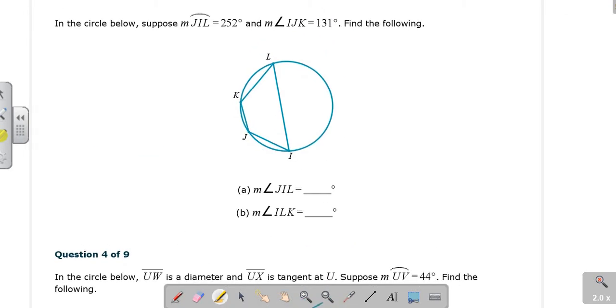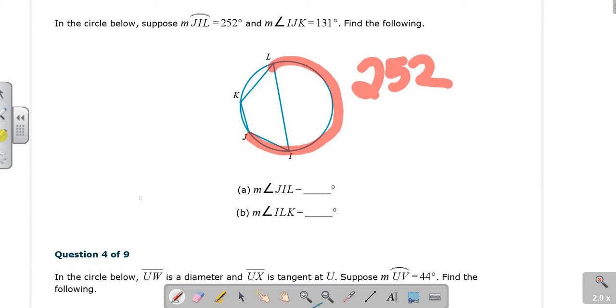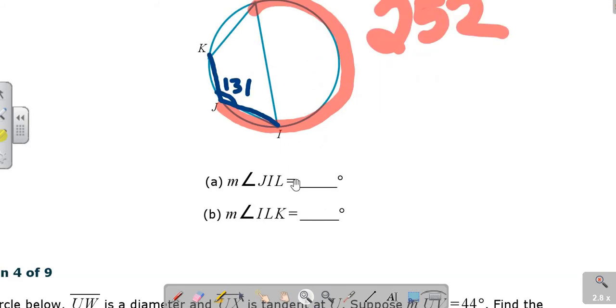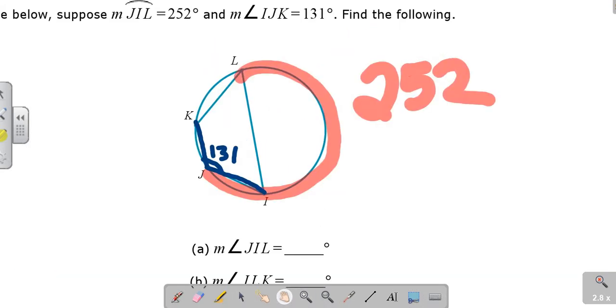We are told here that JIL is 252. And we are told IJK is 131. It says find the following. Forget about finding only what you're being told. Let's figure out what we can find, and then we'll pick those off at the bottom.